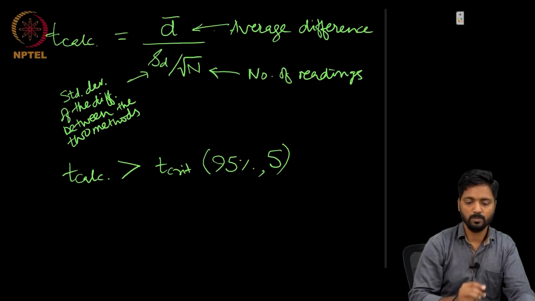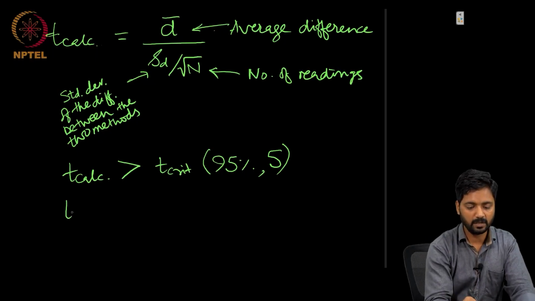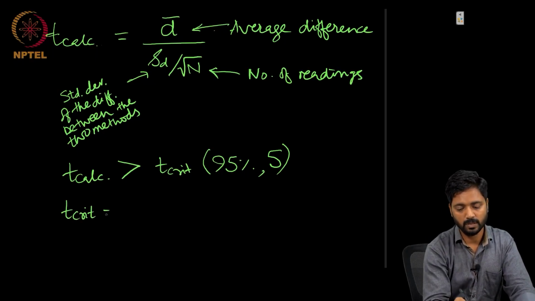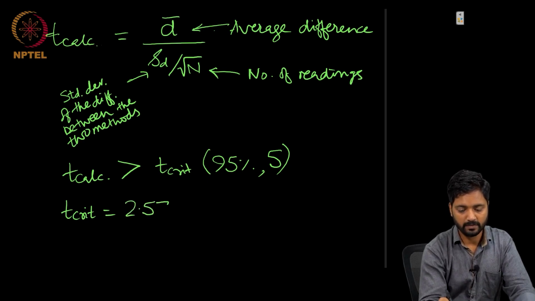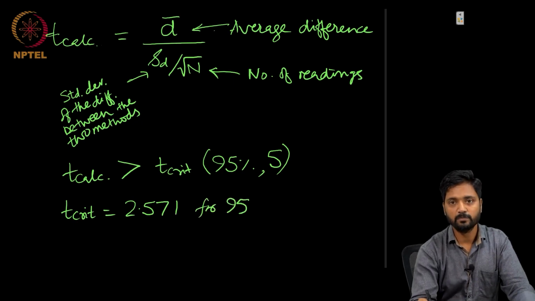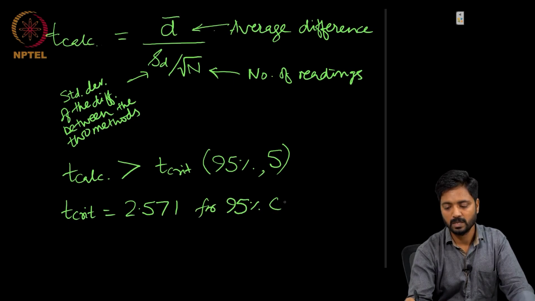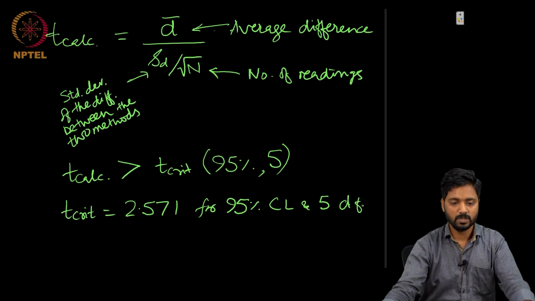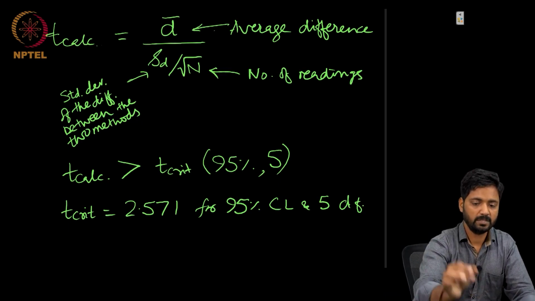So going back to the board, our t critical value will be 2.571 for 95% confidence level and 5 degrees of freedom. So let us do the maths.